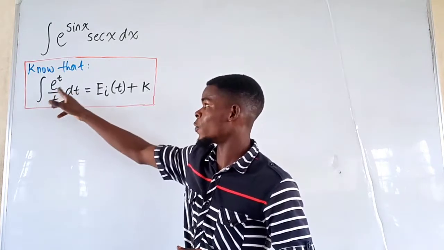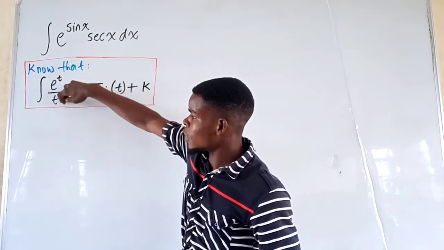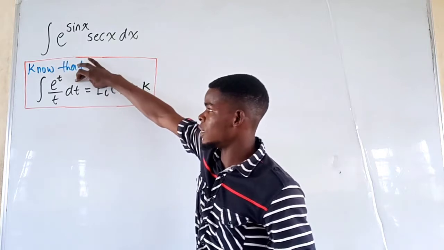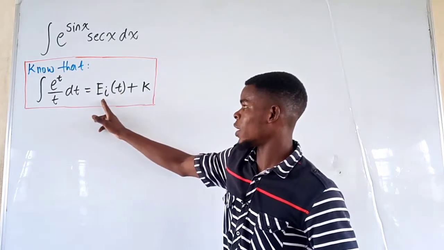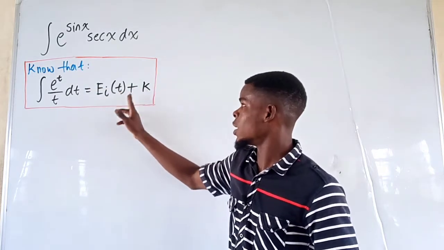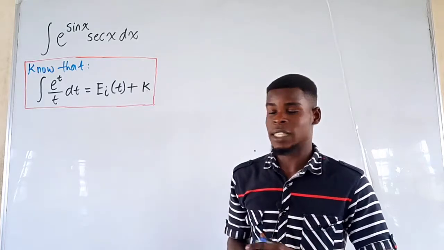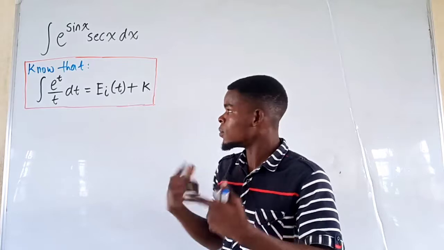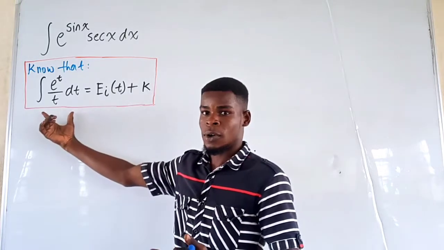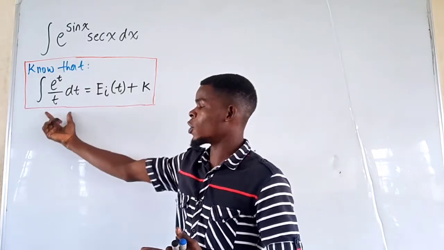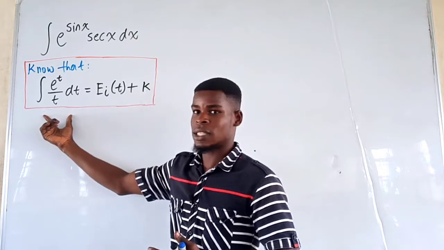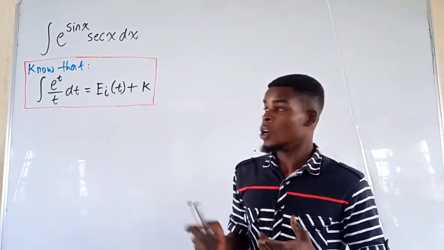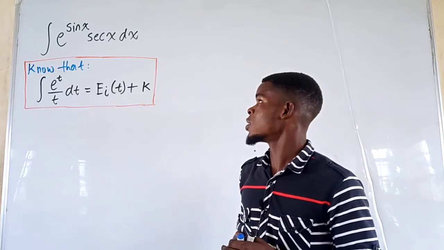Let me start with this: when we have the integral of e to the power t divided by t, dt, then we're just going to have the exponential integral of t, then we add an arbitrary constant to that. So I know that when I get this, we will try to get it in this form, or the antiderivative will be of this form. When we just know this, then we can use this pattern and get the result immediately. Anyway, let's just start at once.